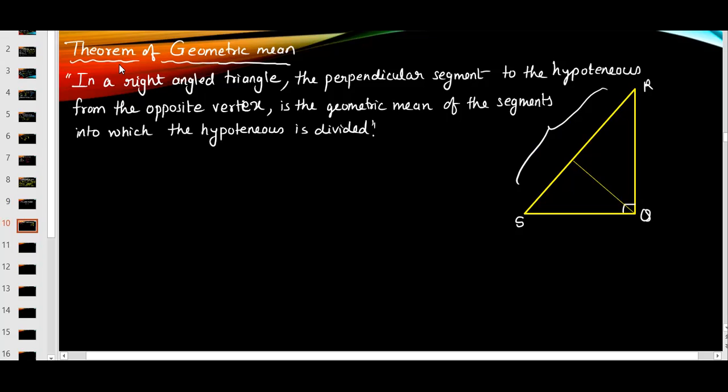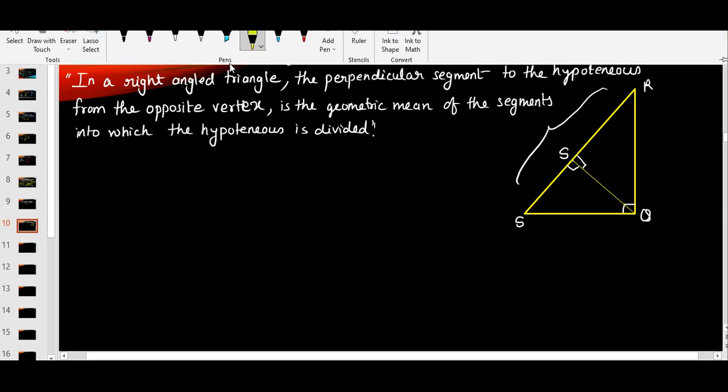Okay, so here is the triangle RSQ. Q is a 90-degree angle. When you draw a perpendicular length here, this also becomes 90 degree. Let us name this point as S. Here you can see two triangles. Let us write the theorem.